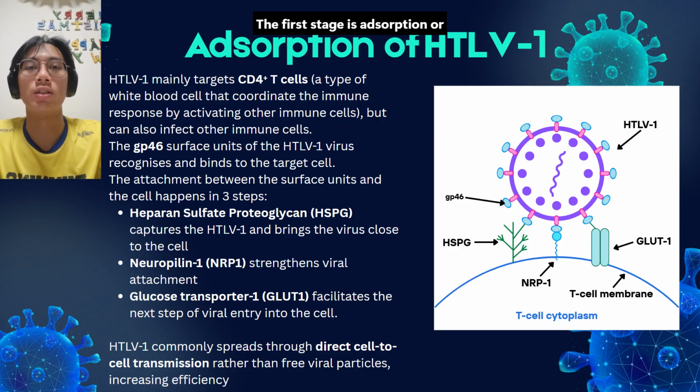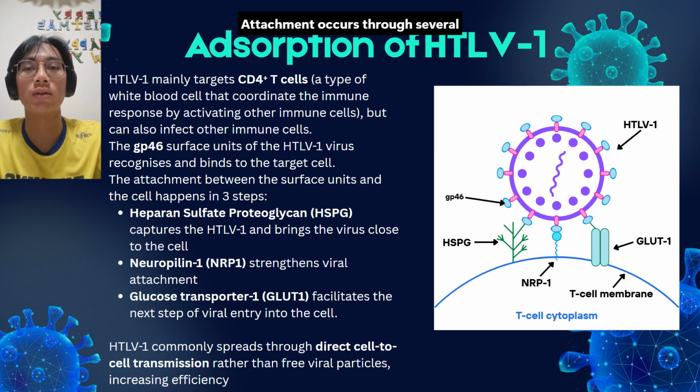The first stage is adsorption, or attachment. HTLV1 mainly targets CD4 positive T cells, although other immune cells may also be infected. The virus contains a surface glycoprotein called GP46, which recognizes and binds to molecules on the target cell surface.